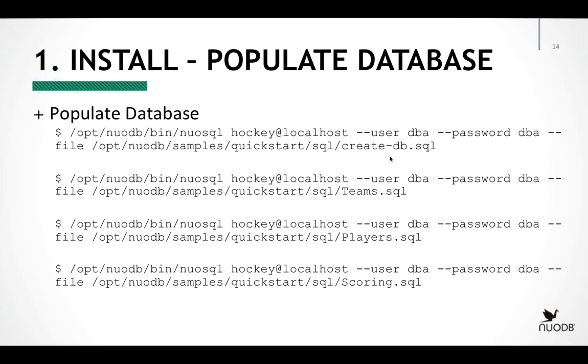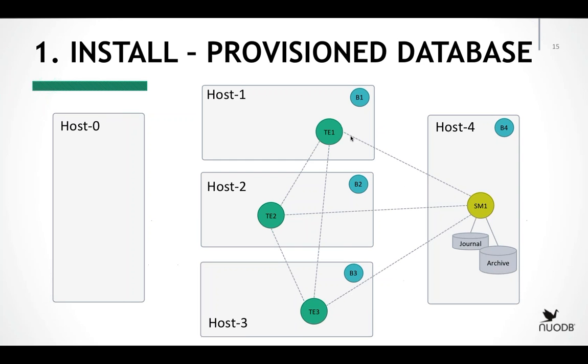By the way, the NuoDB installation comes with this data. This is what we call the sample hockey database, which captures a number of teams and players, and how the players were scoring for a number of years, and therefore that creates a nice foundation for us to start working with the database.